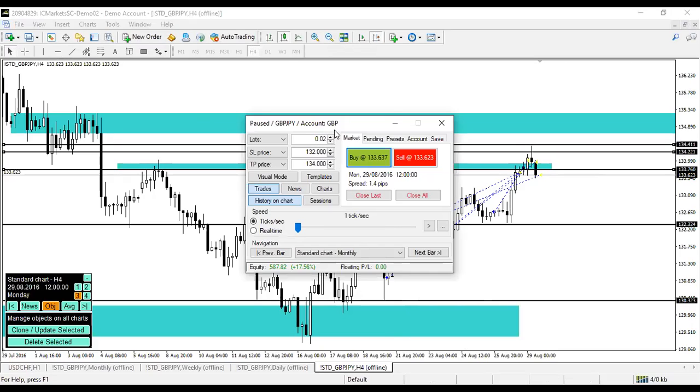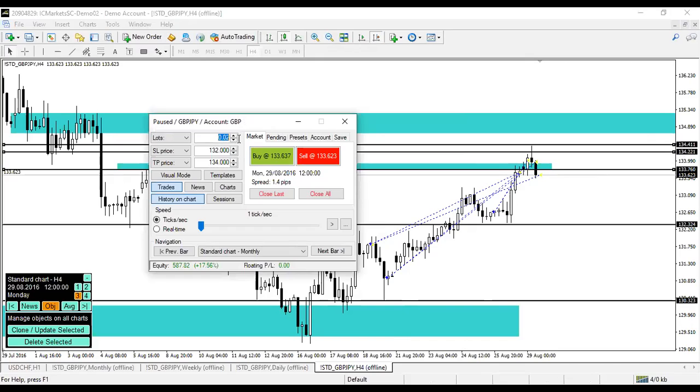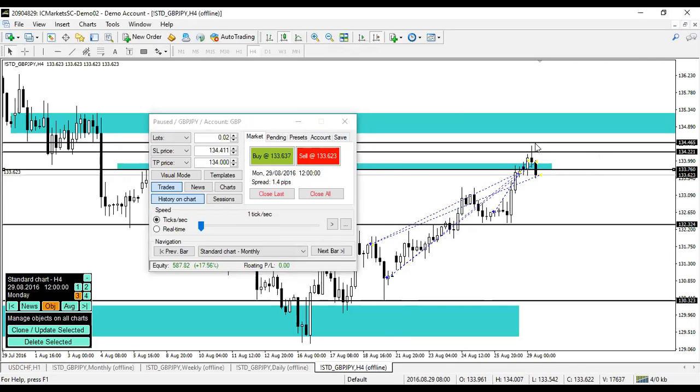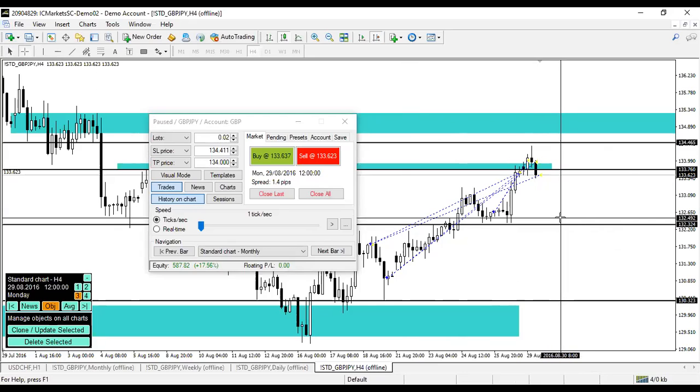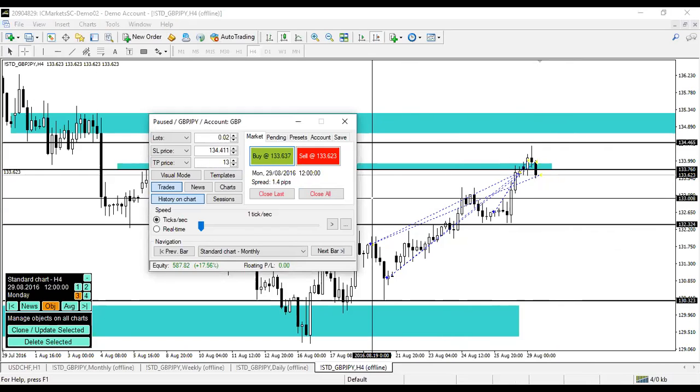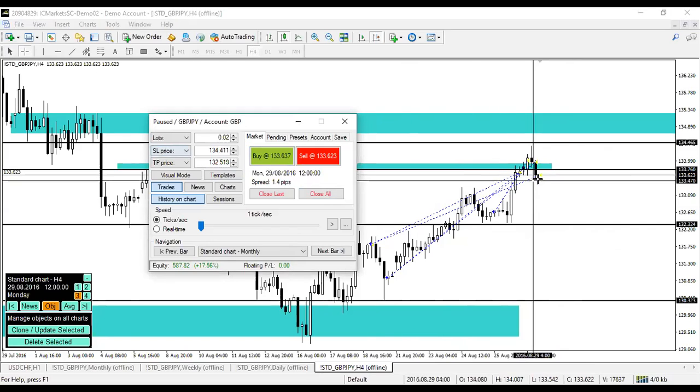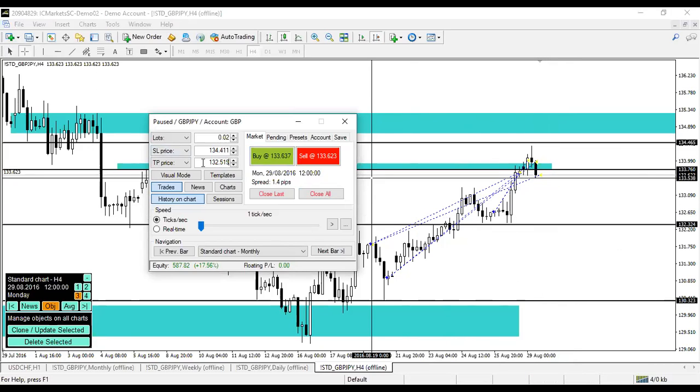So this would be a risky trade because the structure is bullish right now, so we go with 134,411. This is our stop loss. And our take profit, this would be our take profit, 132,590. Our take profit is first support. Next support is our take profit.